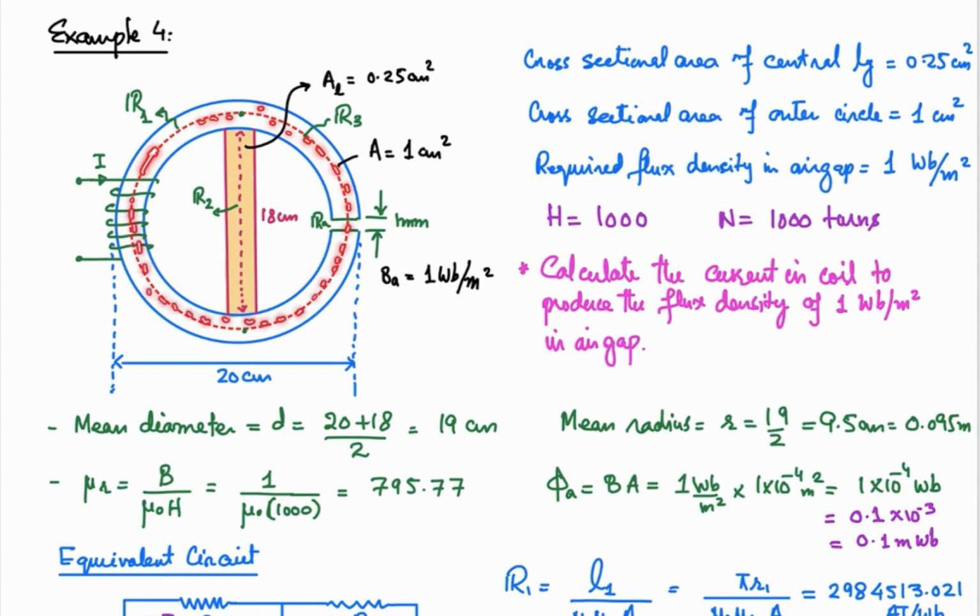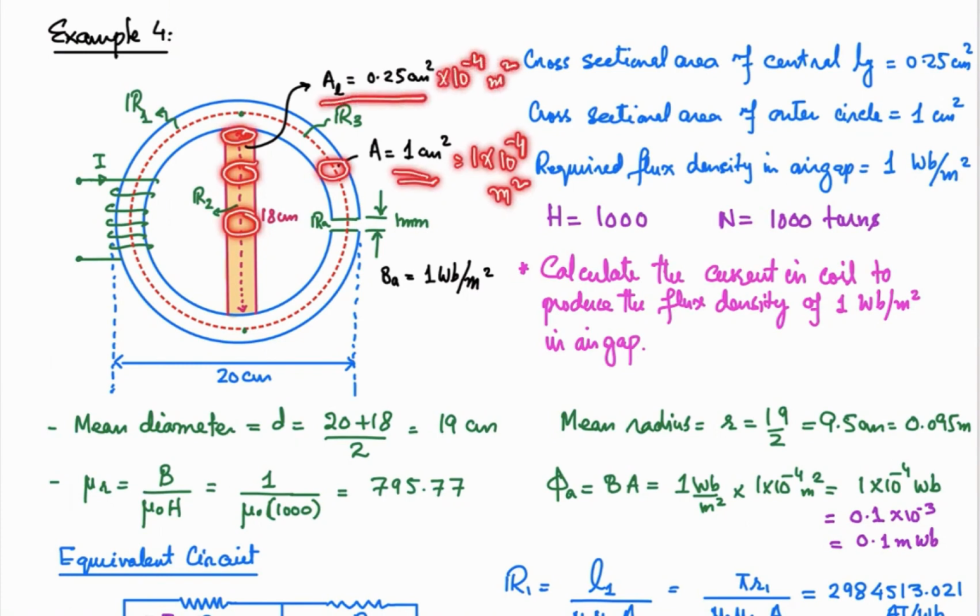We will consider this dotted circle the mean length of the core in this outer part, and then some of the flux of course will take this loop as well, right. So some of the flux over here, and over here we have the air gap of 1 mm. Now the cross sectional area that is given to us for this core is 1 centimeter square, and that will be equal to 1 into 10 raised to the power minus 4 meter square, and the cross sectional area of this central arm is different, that is 0.25 centimeter square. So into 10 raised to the power minus 4, you will get this one in meter square.